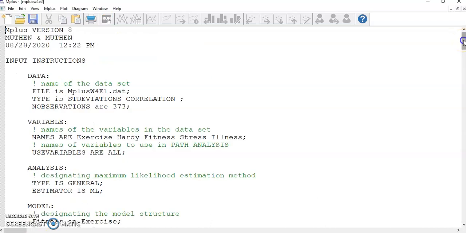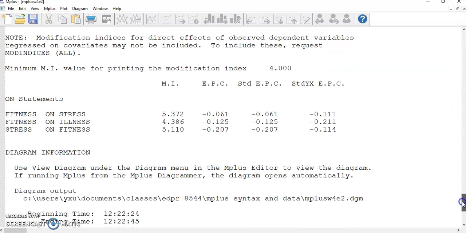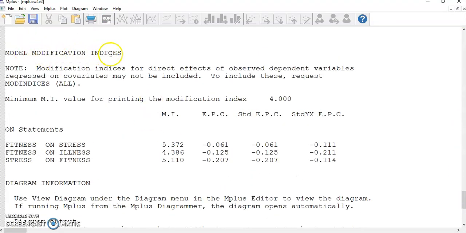In the output file, if you go to the bottom, there is a section called Model Modification Indices. There's a line reminding you that the minimum MI value for printing the modification indices is 4, which is a value I requested. You can decrease it to 3, or raise it to 5. That's a guideline value provided by the textbook. But I know for chi-square, when the degree of freedom is 1, the critical value is close to 4. That's why I use 4 here.